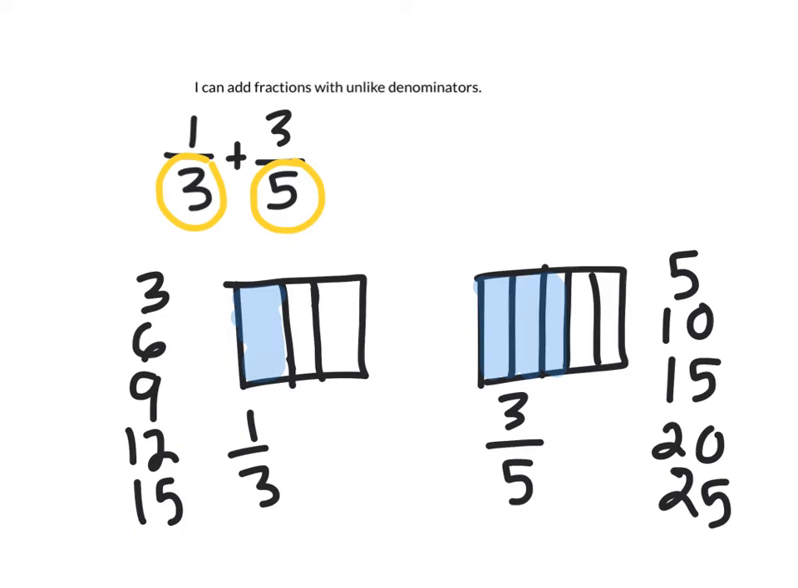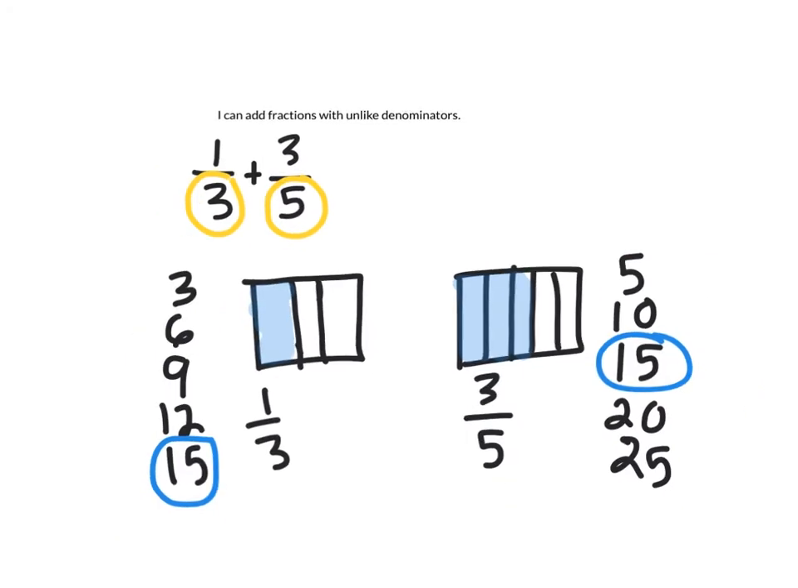All right, so now it's time to find what they have in common. Now I always like to find the smallest possible number in common. In this case, it's 15. So what does this mean? Why am I doing this? Well, when we are adding or subtracting fractions with unlike denominators, they need to be equivalent fractions so that our denominators are equal to each other.